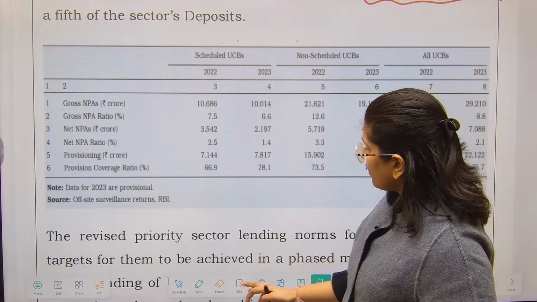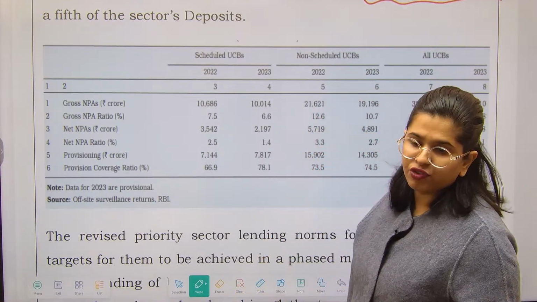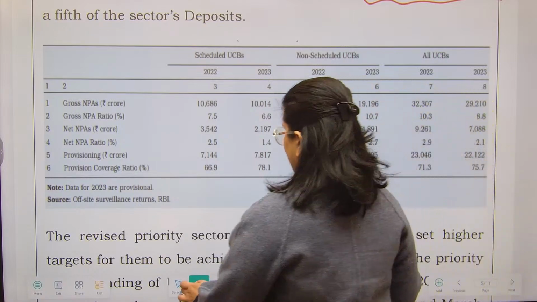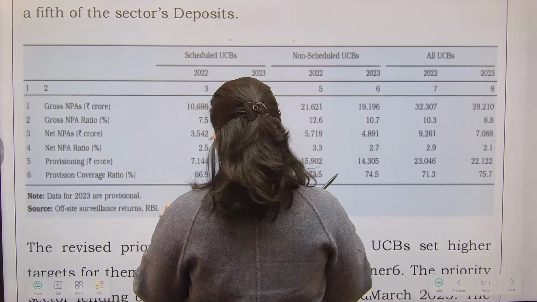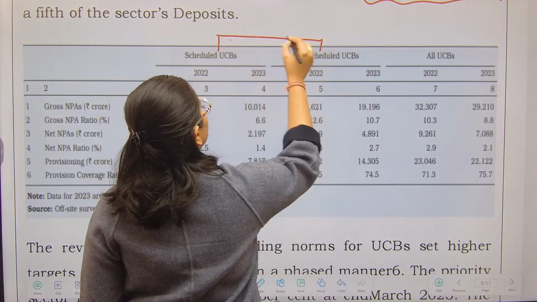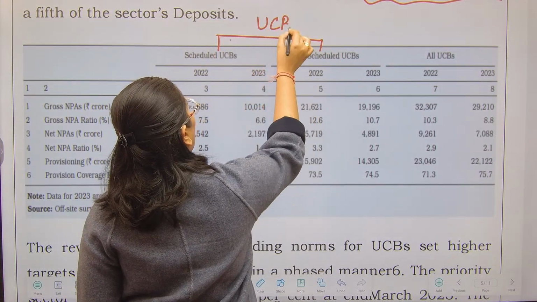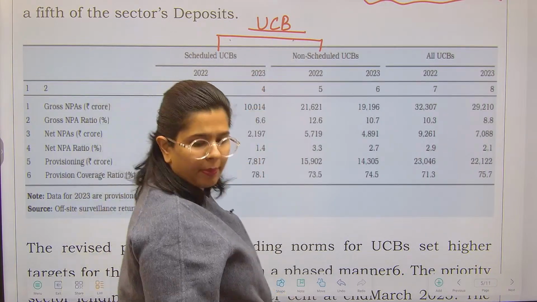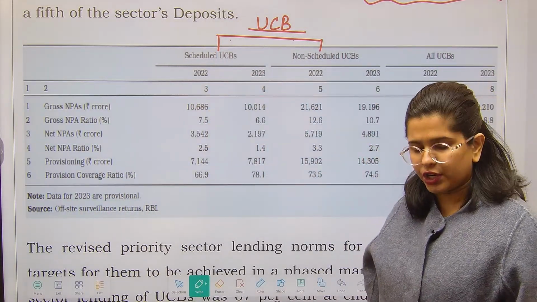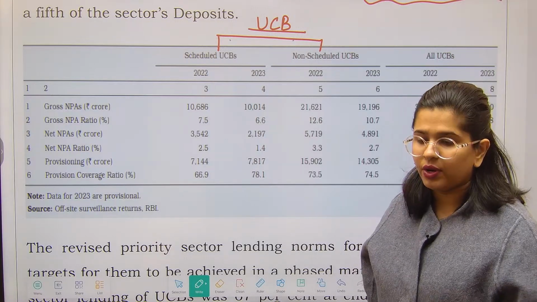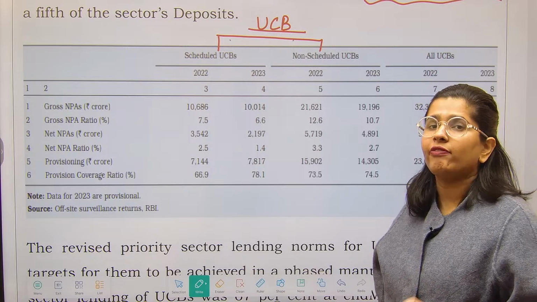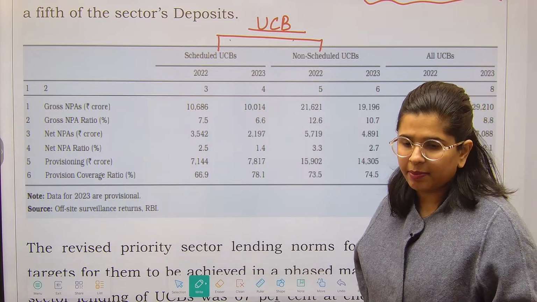Now over here, we will have a look at the performance of scheduled urban cooperative banks and non-scheduled urban cooperative banks, right? Both of them are sub-classifications of urban cooperative banks, scheduled and non-scheduled. Why are we calling them scheduled and non-scheduled? Because if they are mentioned in the second schedule of the RBI Act, then they will be labeled as scheduled.